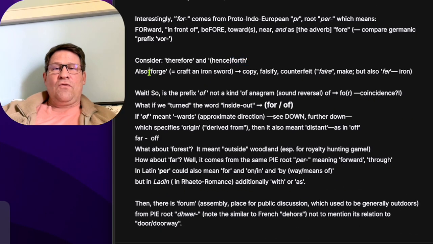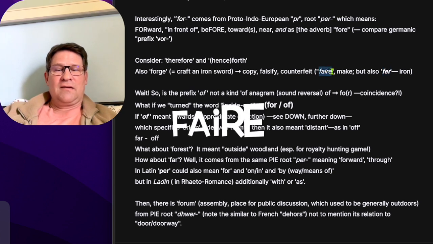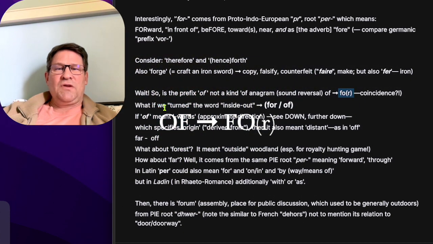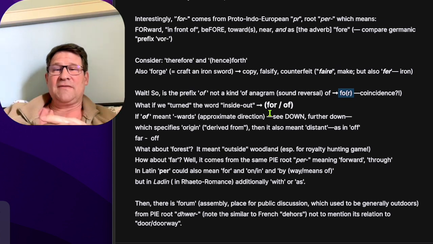I'm wondering whether forge is also possibly to do with this. You have the force of hitting the iron, which in French is faire. Now, faire, written like this, F-E-R, is also a homophone for the word make. Is that just coincidence? Is it also just coincidence that of is basically a kind of sound reversal of the word for? So what if we turned the word inside out, just like our syntax where we had the prefix for, which becomes an affix of?